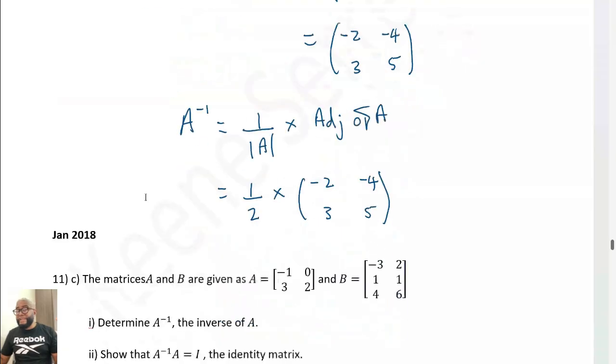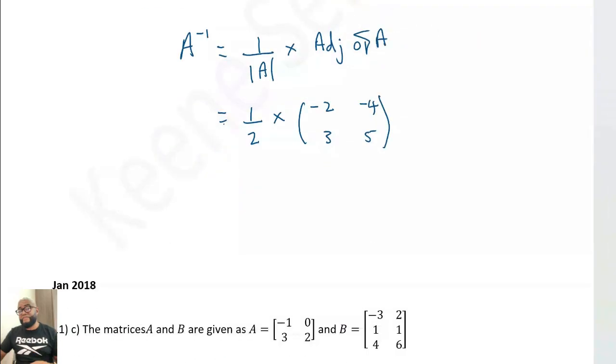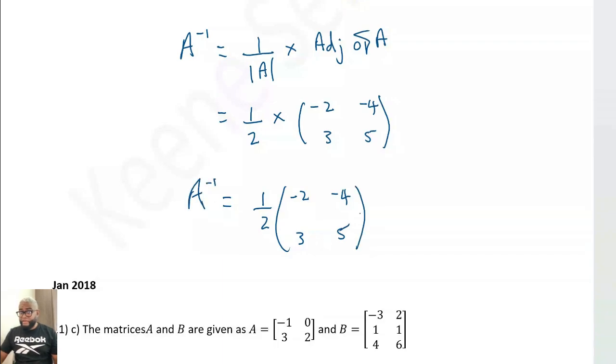Now, you can't leave it like this unless they ask you to simplify it. The only thing I'll ask you to do is drop that multiplication. So let's put a half by -2, -4, 3, and 5. So this here will be the inverse of A.